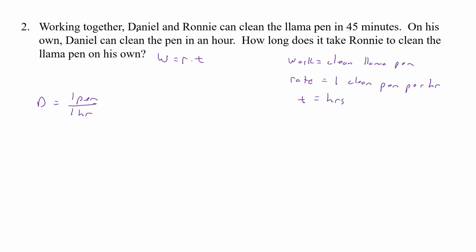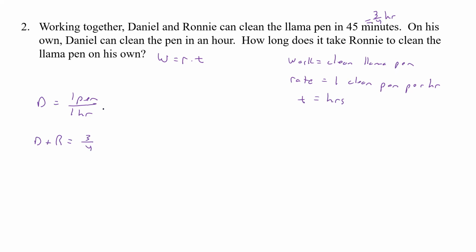And then it says Daniel and Ronnie together can clean one pen in 45 minutes. Well, how long is 45 minutes? Well, that's 3/4 of an hour. So I'm going to have to convert that minutes to hours because everything else is in hours or per hour. And so then I can say, well, Daniel plus Ronnie is equal to 3/4 of an hour.